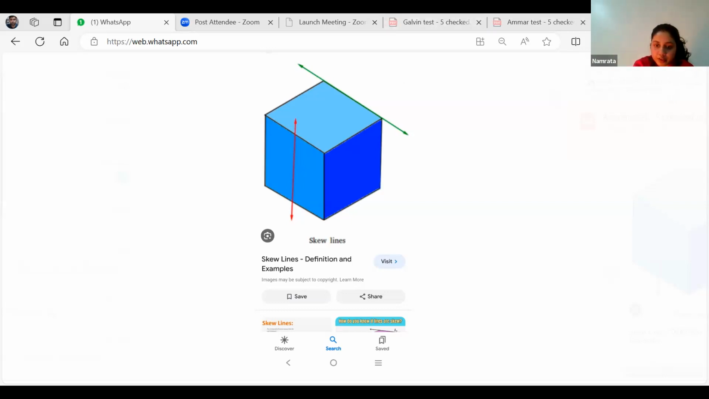Now here we will be finding... Yes, they lie on different planes. In 3D geometry, we can assume a box, a cube, or a cuboid. One line is on one surface, and another line is on another surface, in such a way that both lines will not at all intersect with each other, and we can't say they are parallel lines. Are you getting it? Yes.